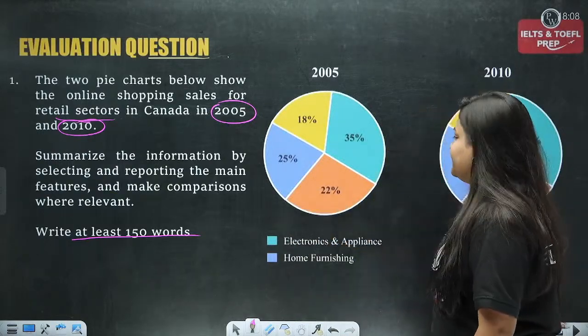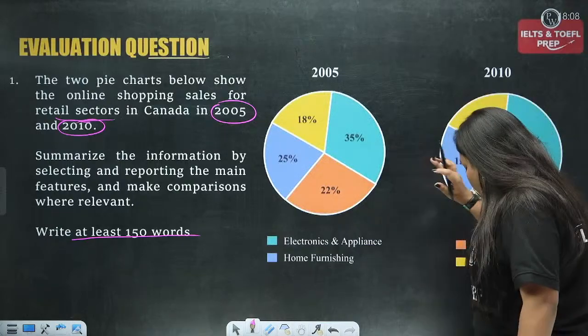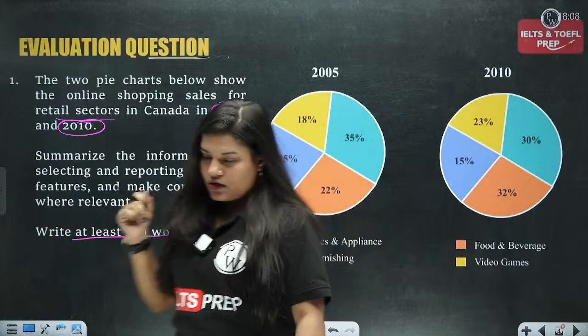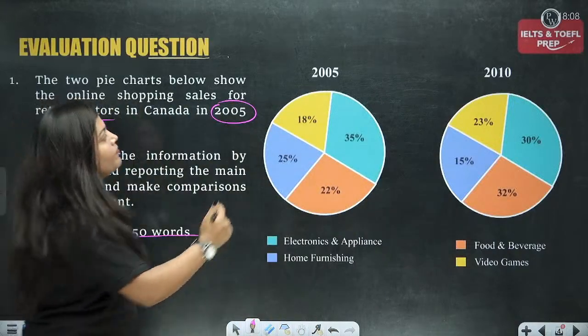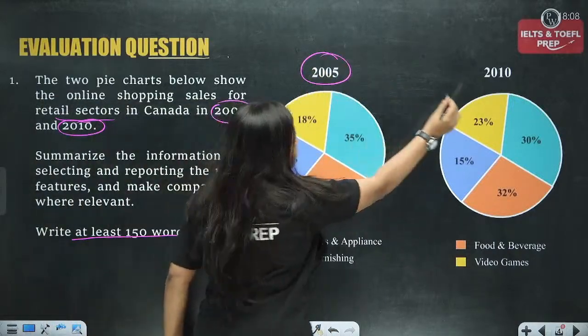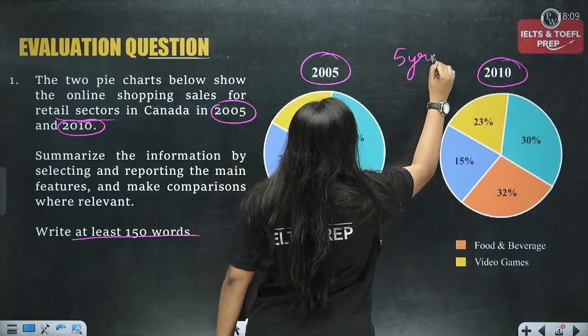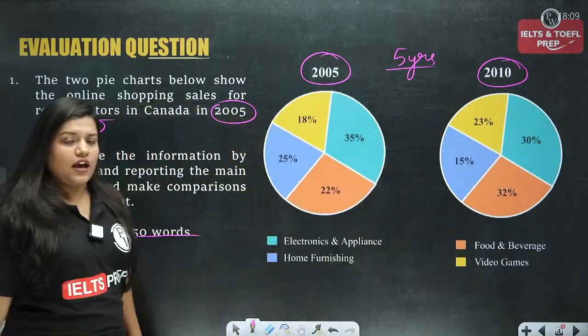Okay, now let's have a quick look at the question first. Okay, we can see this is 2005 and we can see this is 2010. So we can see this 5 years gap is here, right?